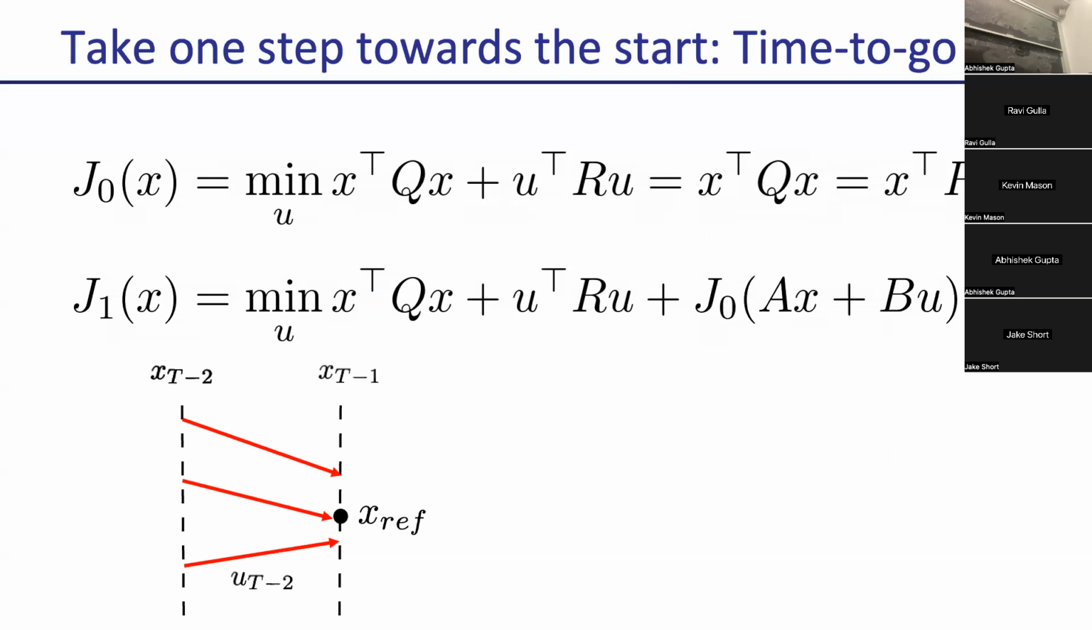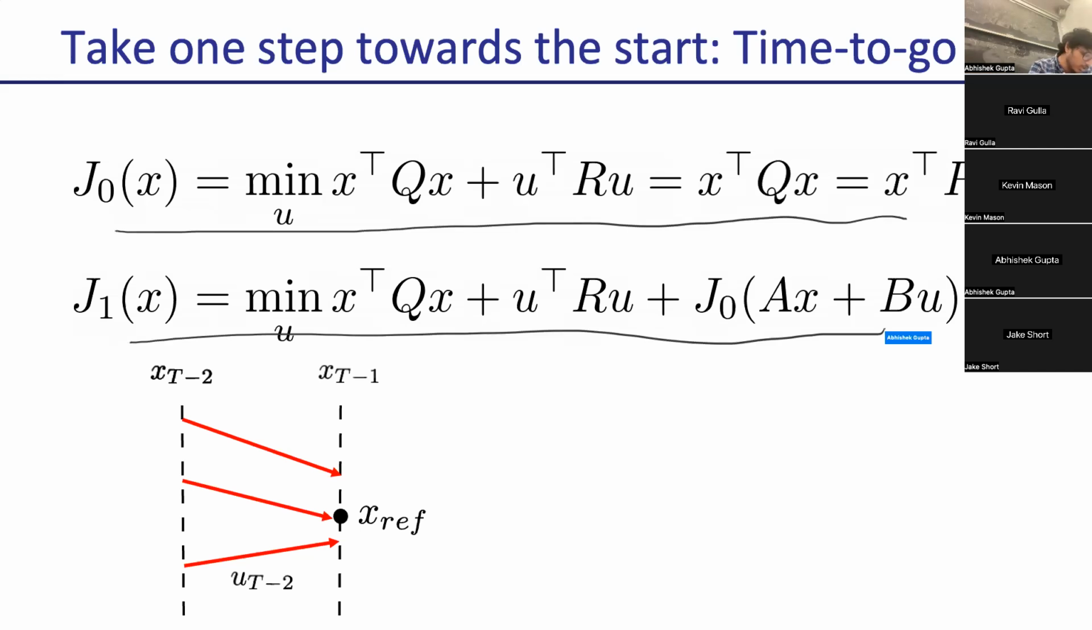Now what you want to do is compute the solution to this problem, J1 of X, right? We've defined J0 of X from the last time step, and now we want to solve for J1 of X. So J1 of X says you're at some state X, you can apply one action U, and then you are in the problem where you have one step to go. So J1 of X has 2 steps to go. So this is the second last action, this one right here.